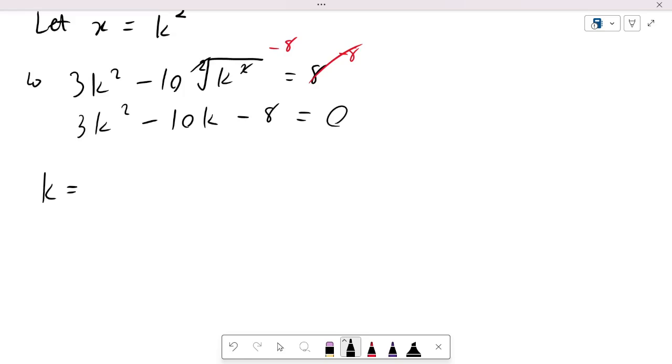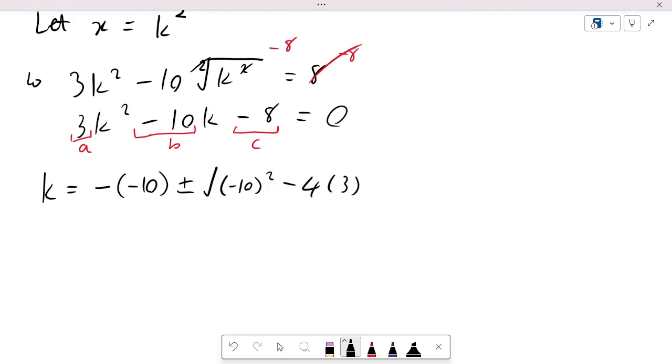So we know it's going to be the following, right? We have 3, which is a, negative 10, which is b. Let me just write it like this before you think I'm writing a fraction. And then we have negative 8, which is c. So in our quadratic formula, we know that it's going to be negative b, but our b value is negative 10. Plus minus, meaning we're going to have two different answers. And then this is going to be b squared inside, which is negative 10 all squared. And then we're going to have minus 4 into a, which is 3, into c, which is negative 8.